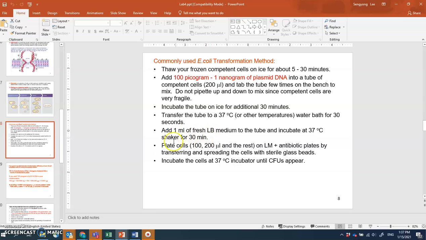And then at the end, you plate the cells on a selective medium, a plate with the antibiotics added, and you're going to grow the cells overnight. And the next day, you'll check whether the cells are surviving or not. So that'll be the entire process.